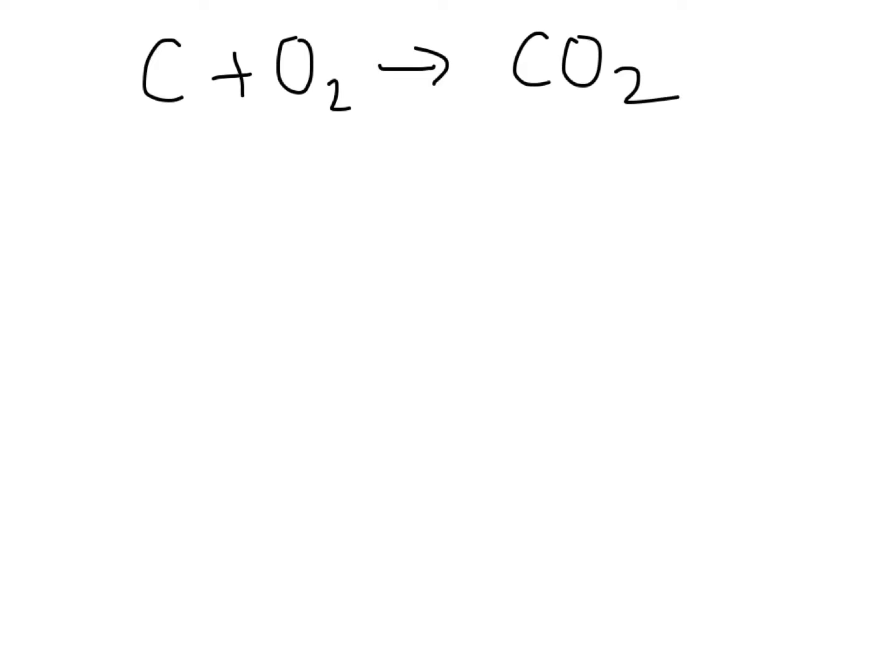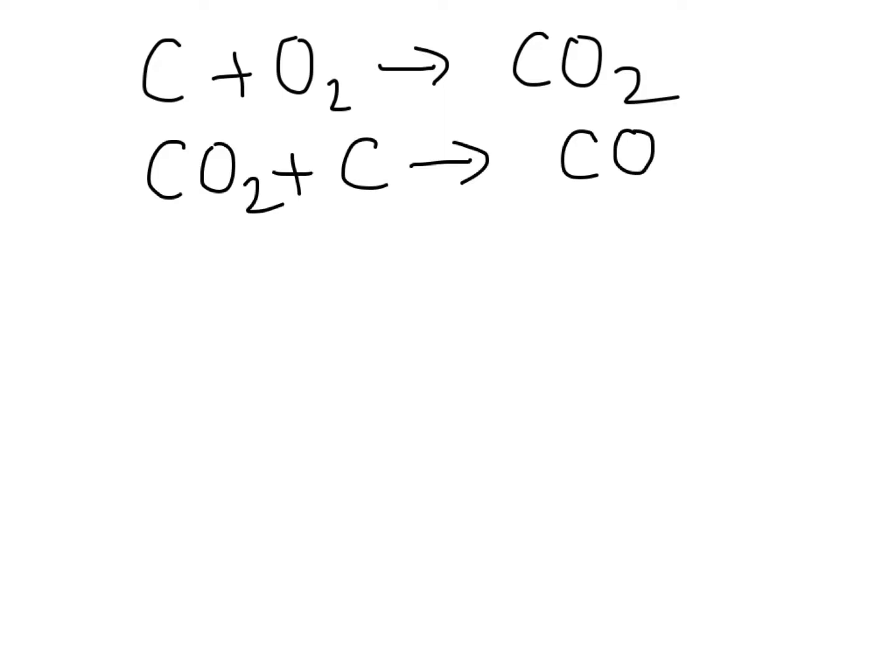Initially carbon reacts with oxygen to produce carbon dioxide. This reaction is already balanced, as there is one carbon here, two oxygen here, one carbon there, two oxygen there. And then this carbon dioxide reacts with more incoming carbon to produce carbon monoxide. So let's have a look at that. So carbon dioxide plus carbon giving carbon monoxide.